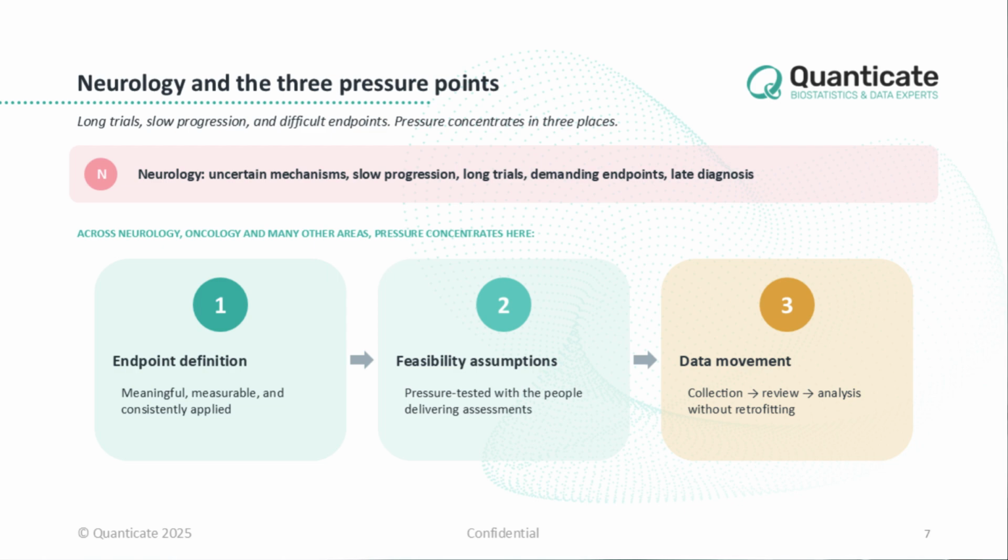Neurology shows how execution can become difficult for different reasons. Disease mechanisms may be uncertain and progression can be slow. Trials may be long, and endpoint selection can be especially demanding. Recruitment may also be affected by late diagnosis or burdensome assessments. Across neurology, oncology, and many other areas, the pressure often concentrates in three places: endpoint definition, feasibility assumptions, and the movement of data from collection to review to analysis.